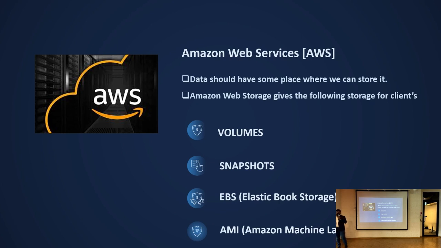As I mentioned, I have a specific case study on AWS in this, so we will focus only on AWS. These are the four services given by AWS: Volume, Snapshot, EBS, and AMI. We will discuss these one by one.